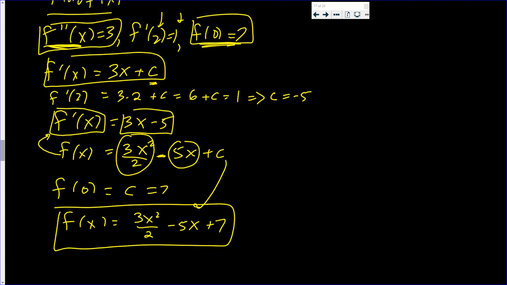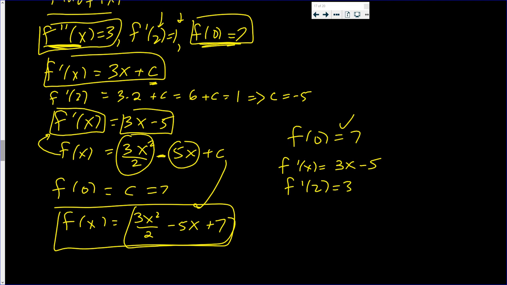f of 0, yeah, that's 7. And the derivative would be 3x, the 2's cancel, minus 5. And the derivative at 2: 3 times 2 is 6 minus 5 is 1. Yeah, look at that. The derivative is 1. And if that's f prime, my goodness, this works.